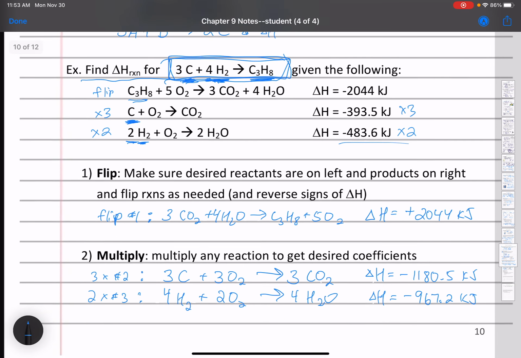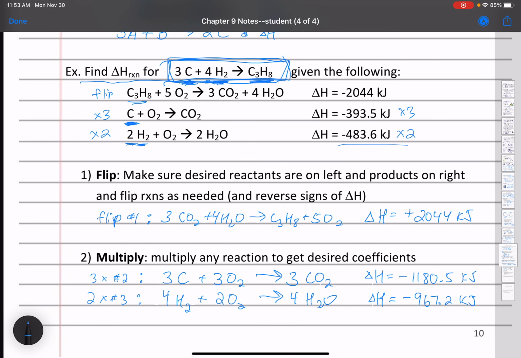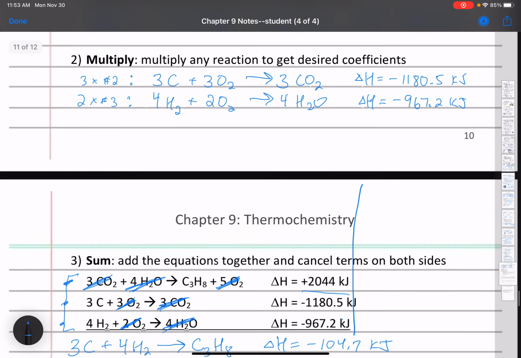Okay, so when you have a problem like that where it gives you an equation and asks you what's the heat of reaction based on these other equations, it's asking you to manipulate those equations so that they add up to the desired equation, and you can add up the enthalpies.